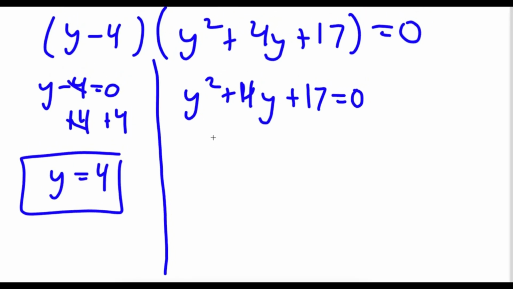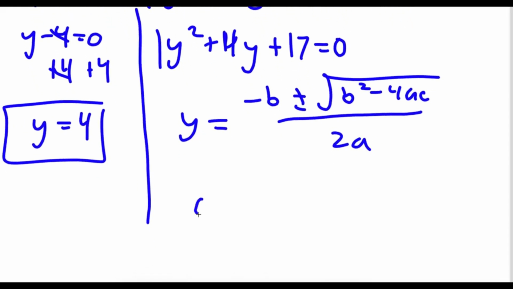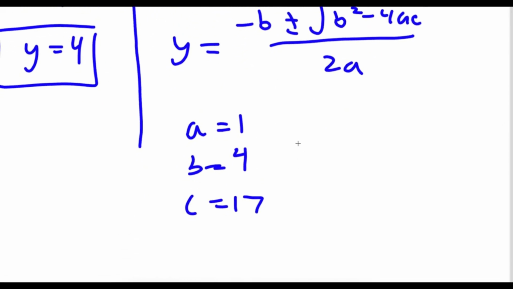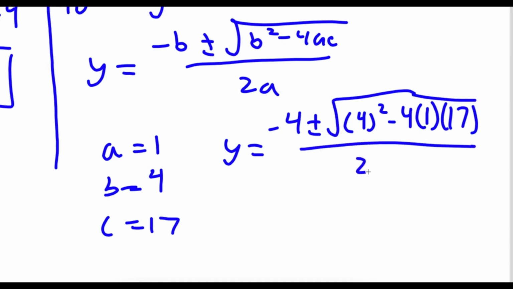For y squared plus 4y plus 17 is equal to 0, I can use the quadratic formula, which is negative b plus or minus the square root of b squared minus 4ac all over 2a. So in this case, a is equal to 1, b is equal to 4, and c is equal to 17. So now I have negative 4 plus or minus the square root of 4 squared minus 4 times 1 times 17, and I have this all over 2 times 1.